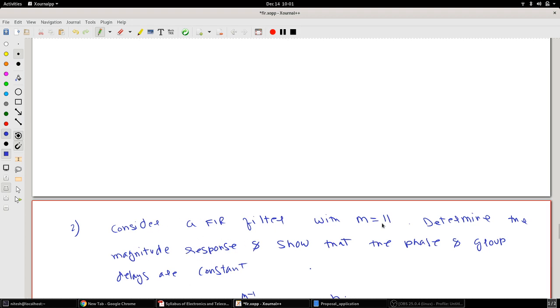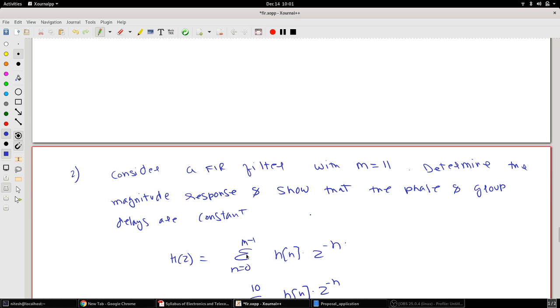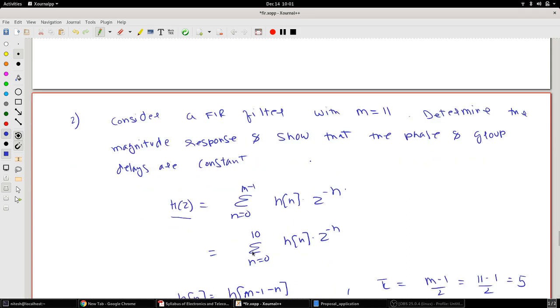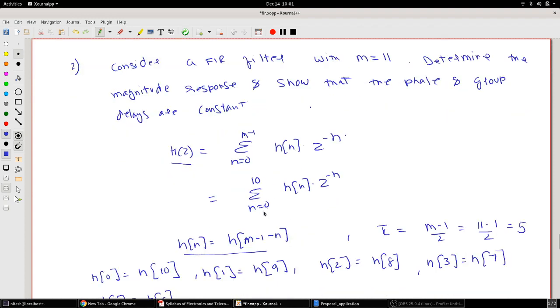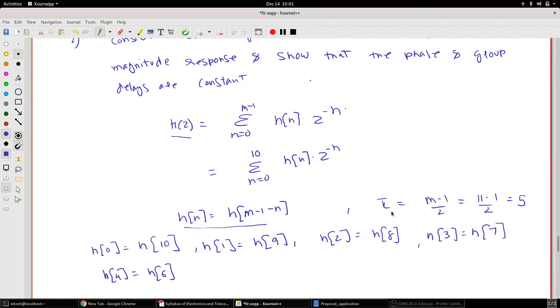So we know that M equal to 11, so H of z is the summation n equal to 0 to M minus 1 of h of n into z raised to minus n, which is the z transform of this FIR filter. Since M is 11, this results in n equal to 0 to 10 of h of n into z raised to minus n. Now, one interesting property: since it's an FIR filter with linear phase, the phase delay will be given as tau equal to (M minus 1) by 2, which is (11 minus 1) by 2, which is 5.